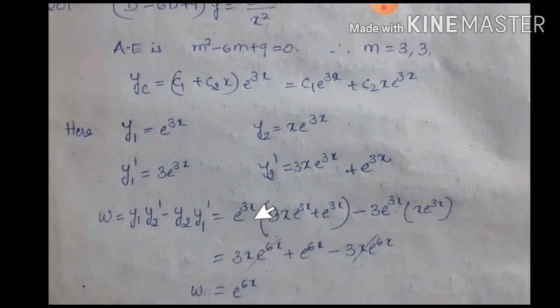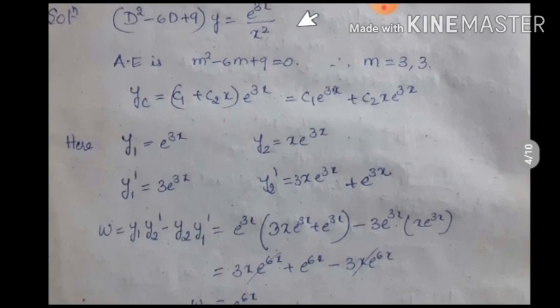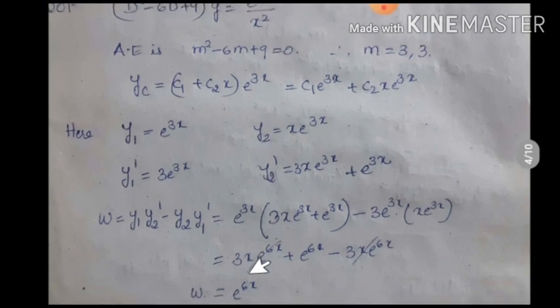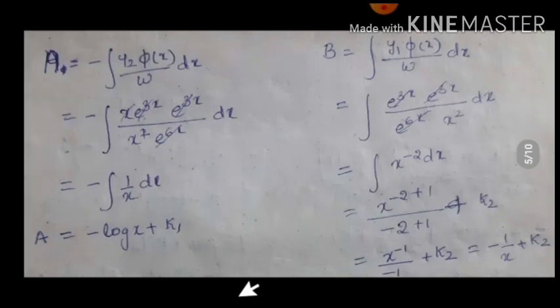Now to find the A, B values we should know three terms: y1 is e to the power of 3x, y2 is x e to the power of 3x. And what is the right hand side of the differential equation? e to the power of 3x by x square. And what we obtained, W, is e to the power of 6x. Okay, so now let us calculate the A and B values.